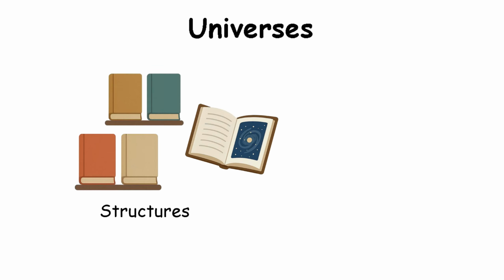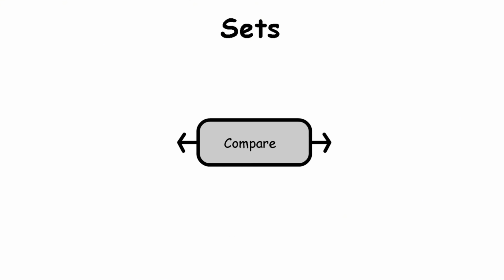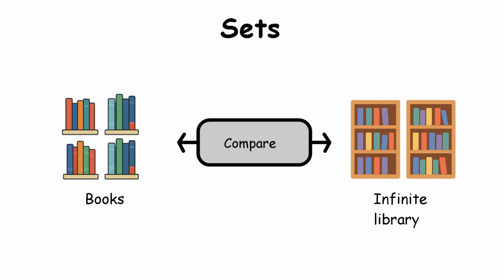Sets. The ninth dimension takes a step back to look at sets of universes themselves. Instead of considering one universe or the entire library, it organizes universes into collections. You could group universes that follow certain kinds of logic, universes that share similar structures, or universes that evolve in parallel.